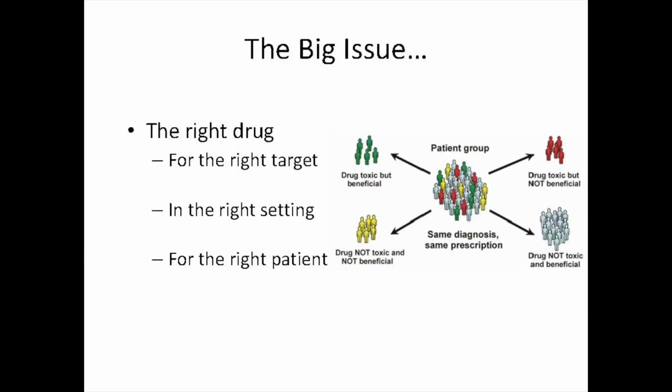In the example of drug development, one big issue is that the right target may not be just genetically driven. Say the drug target is a protein, maybe an enzyme. We need to find the right drug for the right target in the right setting for the right patient.